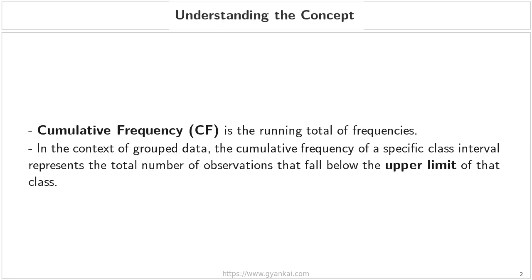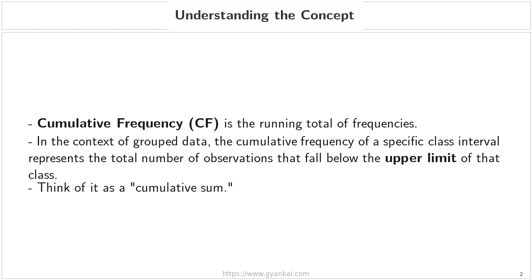To be more precise in the context of our grouped data, the cumulative frequency of a specific class interval tells us the total number of observations that fall below the upper limit of that particular class. This is a crucial detail to remember for later when we identify the median. If you're finding the term a bit technical, just think of it as a cumulative sum. It is a cumulative process where each step builds upon the previous one.